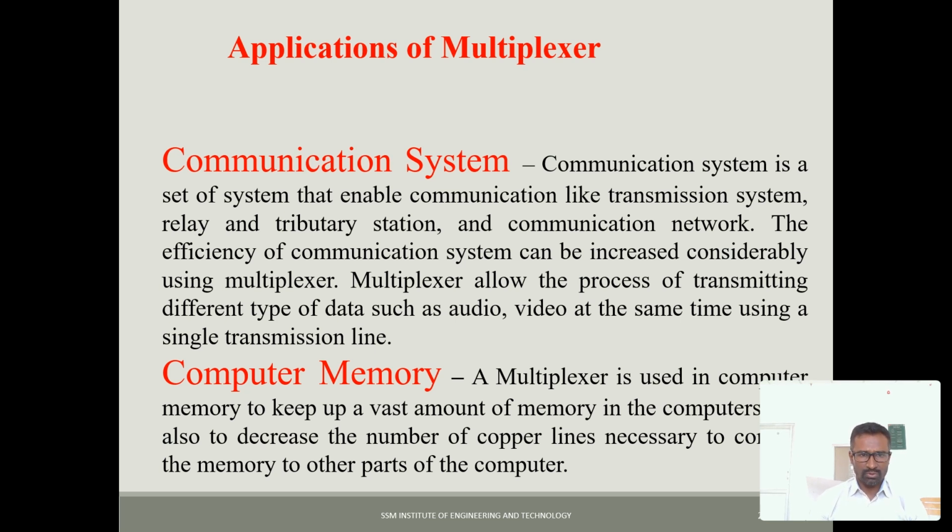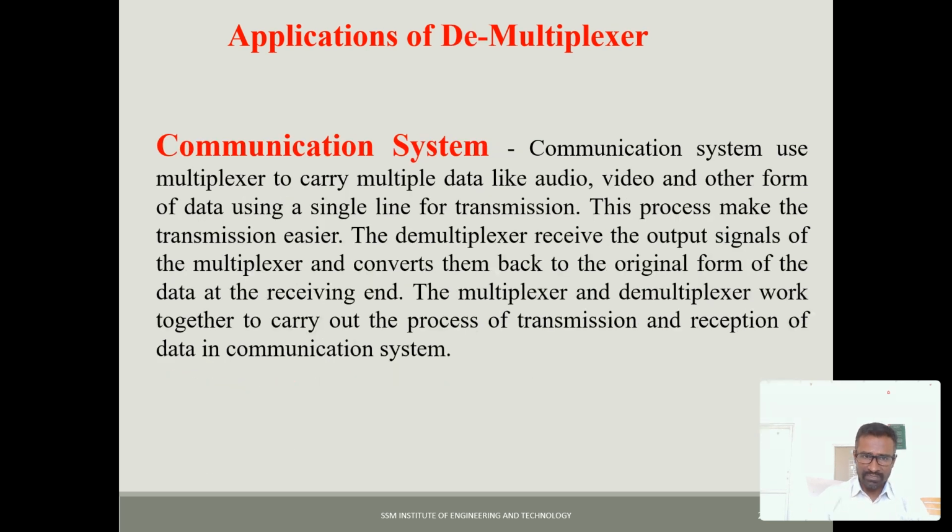It also helps to reduce the copper lines and communication channels, because I'm using a single dedicated line carrying more information, and it helps to reduce memory also. And the demultiplexer is used in the same communication system, but on the receiver side. The demultiplexer works at the receiver side, taking the output signals of the multiplexer and converting them back to the original form of the data at the receiver.